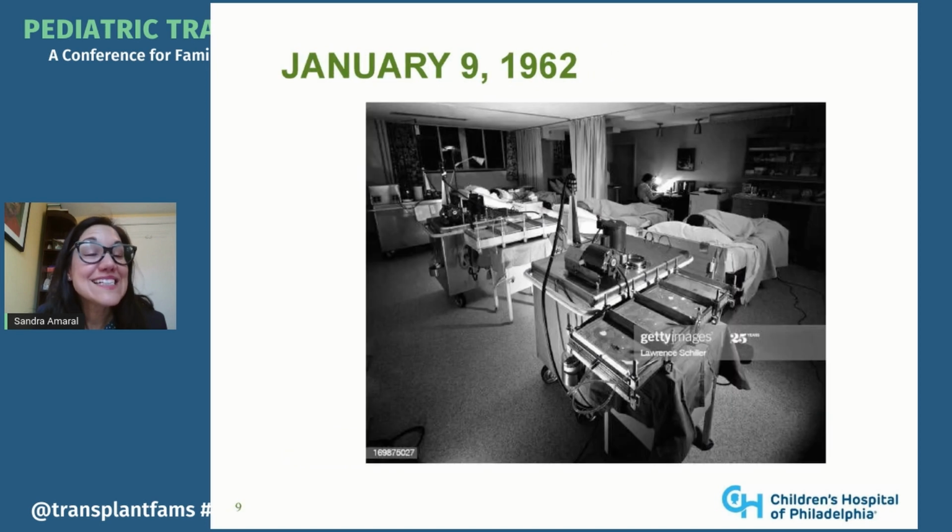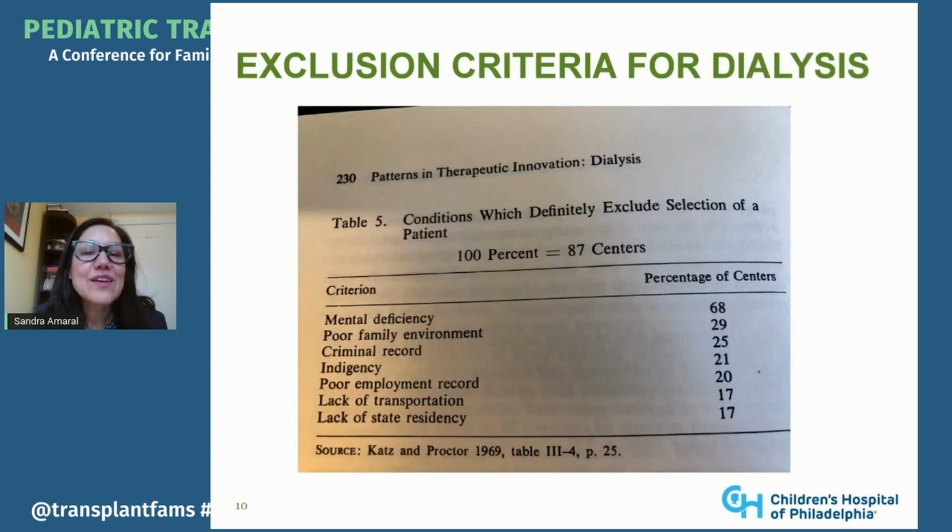And in 1962, about 8 years later, this is a picture from the first dialysis unit for adults, and it was in Seattle, Washington. And you can see that these machines are enormous. They're almost as big as the beds, and they took up a lot of space, and there were limited beds. So with technology expanding, this was a great thing, but it was a limited resource.